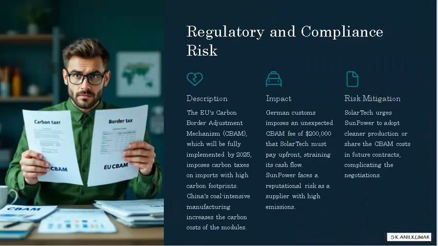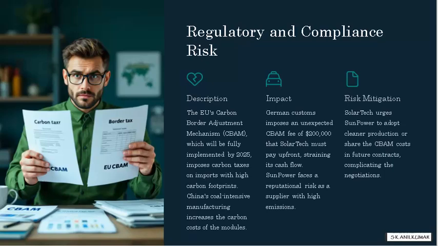Let us look at the regulatory and compliance risk. Now, the EU's Carbon Border Adjustment Mechanism, called CBAM. It is supposed to impose a carbon tax on importers with a high emission footprint.